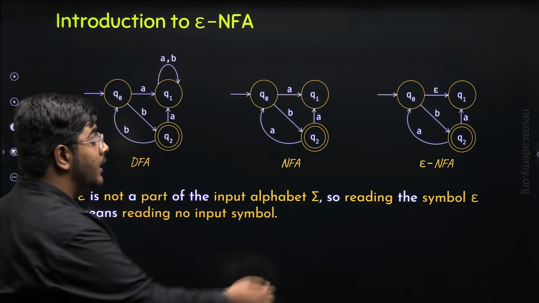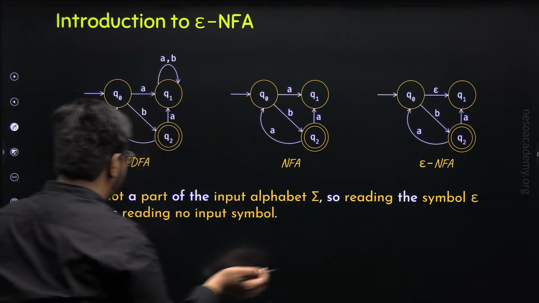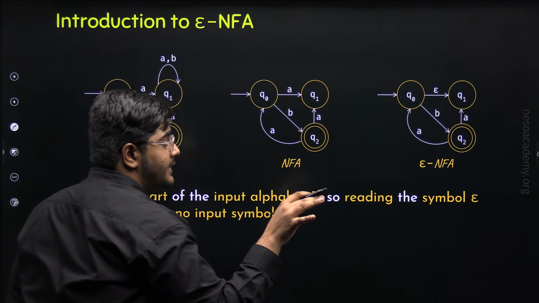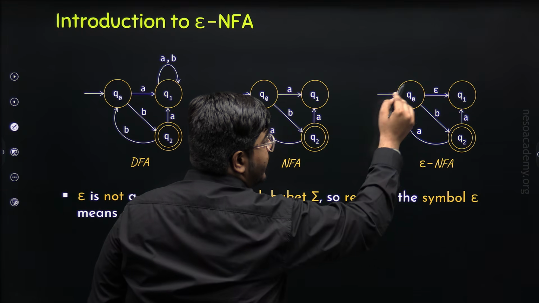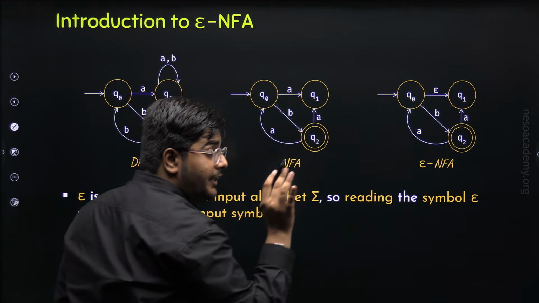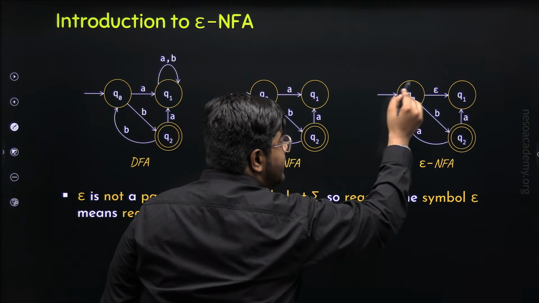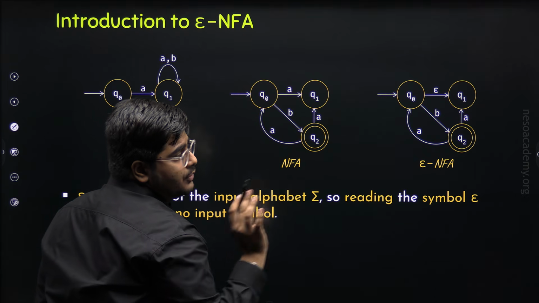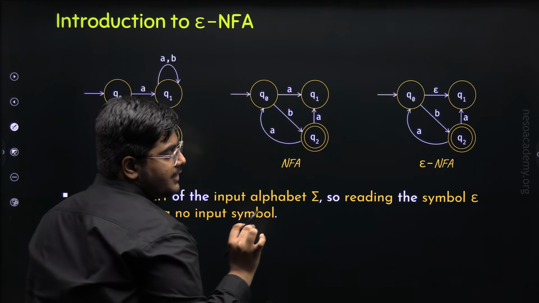That is why reading the symbol epsilon means reading no input symbol. So if I say that I can move from the state Q0 to Q1 by reading epsilon, it means that I can move from the state Q0 to Q1 by not reading any input symbol. Let's see the next point.